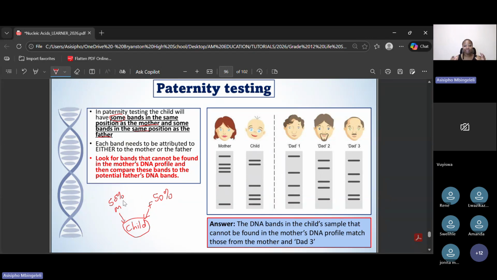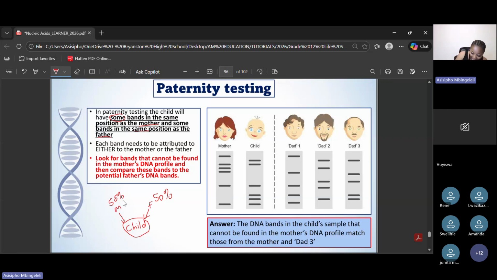If you are shown the bands, I'm not saying we should now count the bands and say, okay, there are 18 of them and 9. That's not what I'm saying. But I'm saying 50% of the DNA that the child will have would have been from the father, and the other 50% will be from the mother. Now, what is our focus when we are doing paternity DNA profiling?